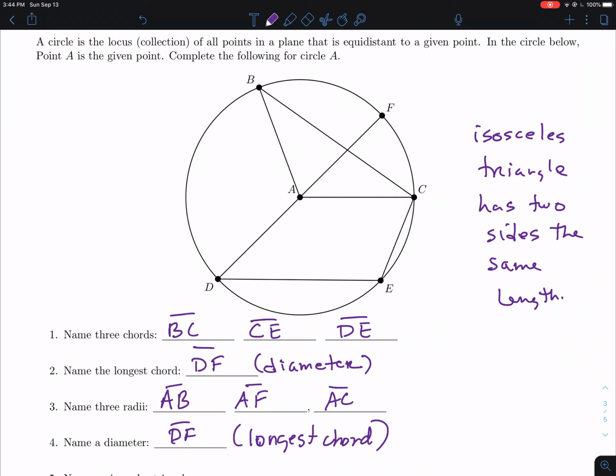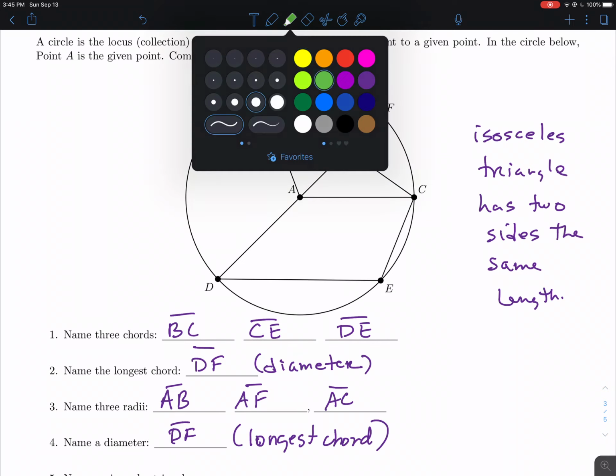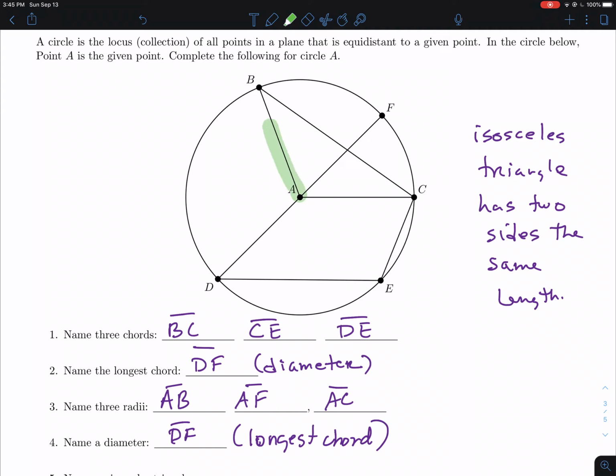So when I look at this, first off, there's no measurements anywhere. So how in the world am I supposed to decide if something has the same length? Well, remember, the key to this is the radii of a circle always have the same length. So in this case, AB, for example, and AC, since they're both radii of the circle, have to have the same length.